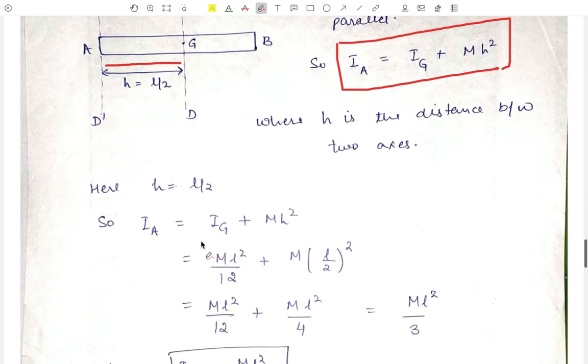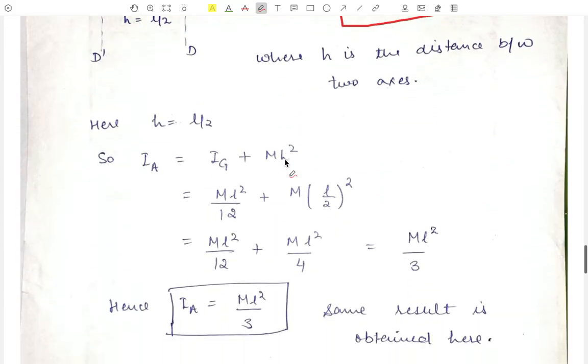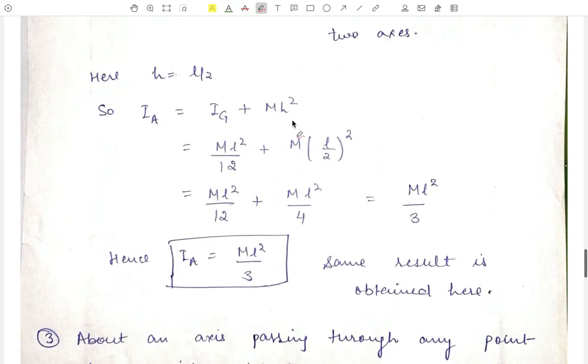Now IA is equal to IG plus mh squared. IG, as we found earlier, is equal to ml square upon 12. Now mh squared, h is L by 2, whole squared. Using the values, upon calculations we find the value ml square upon 3. This is the same result as we obtained earlier. Therefore, we can find this value using either of the two methods, the direct method or the principle of parallel axes.